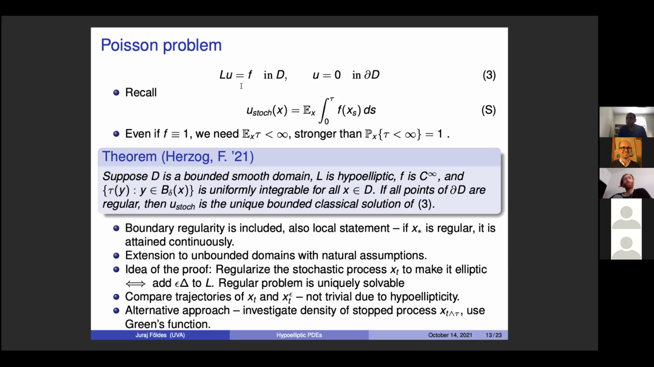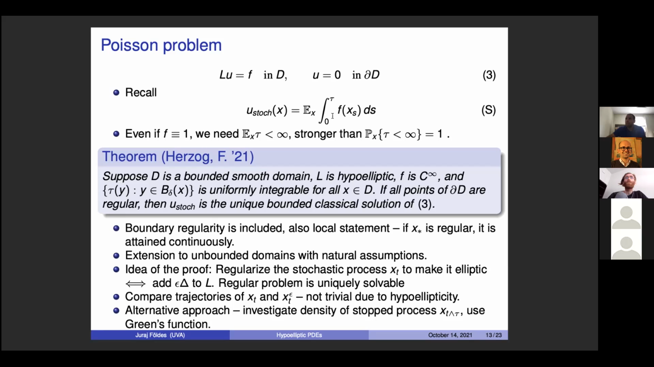For the Poisson problem, again, we are assuming that the right-hand side is C infinity, and now the boundary conditions are 0. If you want to combine these two results, you have the combined problem. And again, the stochastic representation is now this integral of f of X(t). So just a warning: even if f is just 1, a super smooth, nice constant function, then here we have an integral of 1 between 0 and tau.